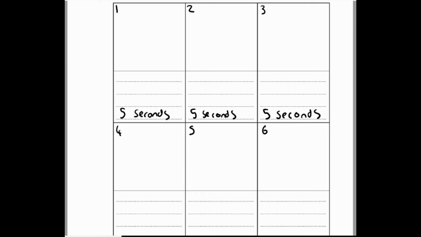Then I'm just going to make sure I've got enough room. It's a little bit cramped at the bottom. So now I've got 2 technical aspects. I have got my scene numbers and I've got my 5-second timings. So that's 2 technical aspects.